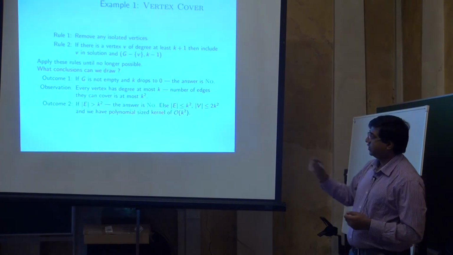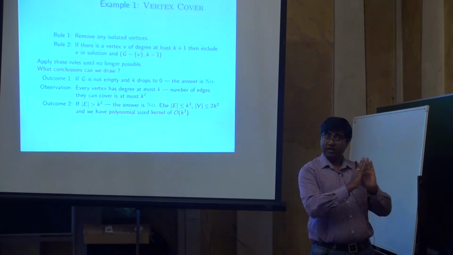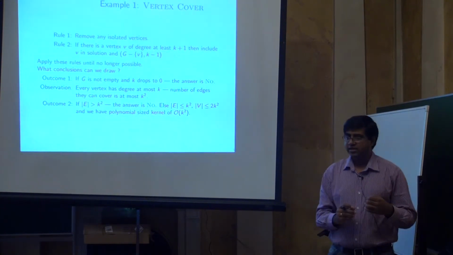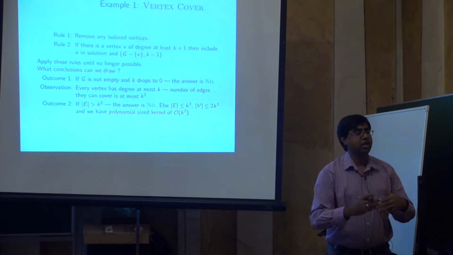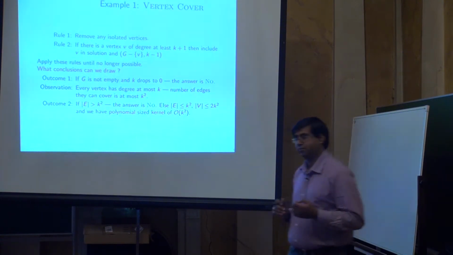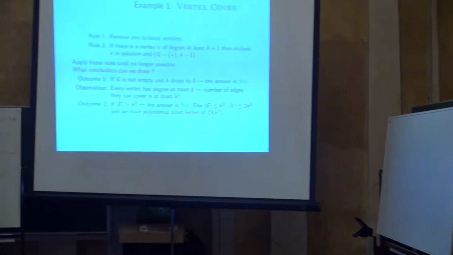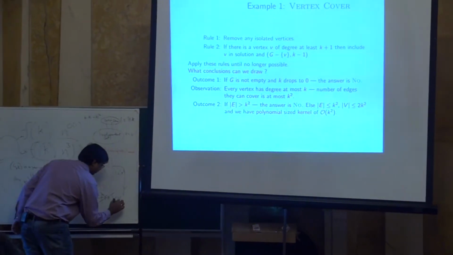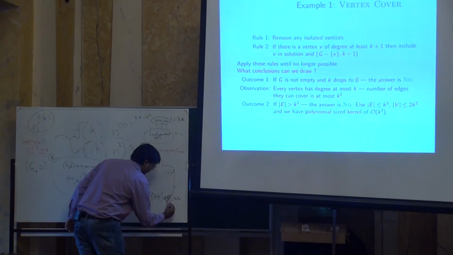So, what is the outcome of this polynomial time algorithm? Either we are able to completely solve the problem by returning yes or no, or we are able to return an equivalent instance whose size is bounded by k square. So for vertex cover, we are able to bound the number of vertices by 2k square and the number of edges by k square.